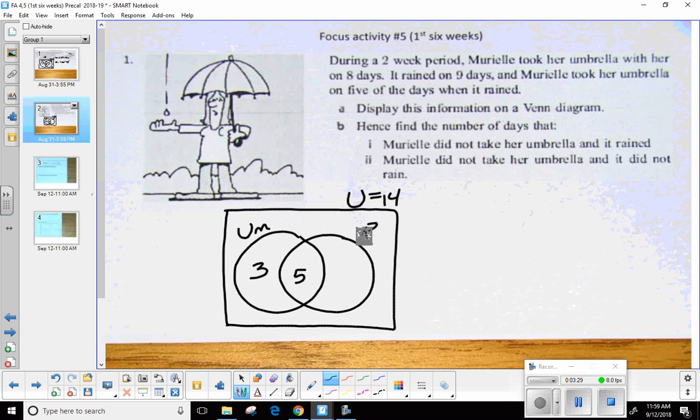And it rained for a total of 9 days. So how many days did it rain and she did not bring her umbrella? 4. Is everybody seeing how I'm filling it in? Any questions? Now, is there anything I'm forgetting? 3? We're very close. What do you mean 2?